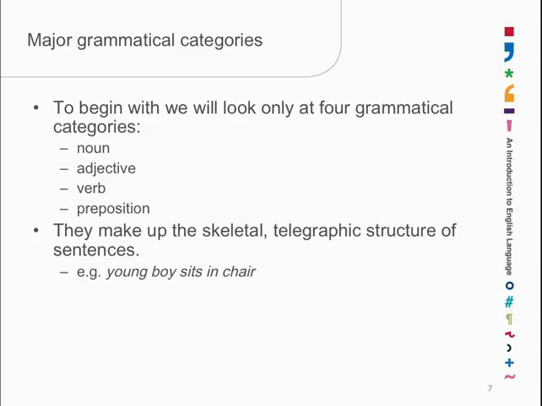The major grammatical categories are central to sentence structure, and we need to understand how to establish what they are, and we're going to be doing that by looking at their morphosyntactic properties.